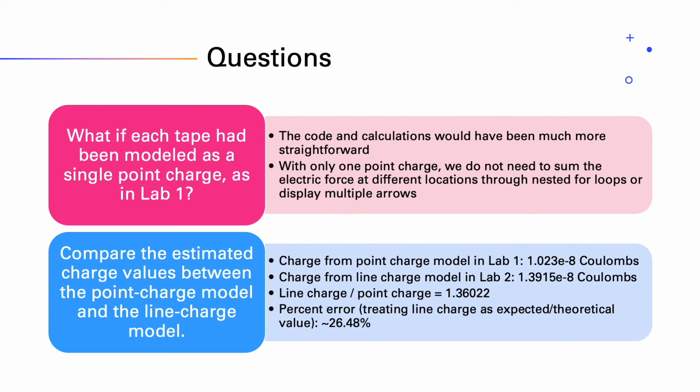And then to compare the estimated charge values between the point charge model and the line charge model, they are in the same order of magnitude. They're both times 10 to the negative 8 coulombs, but they are different values. And the percent error of those two values, if you're treating the line charge model like the expected or theoretical value in the percent error formula, you get about 26.48% error. So those aren't super close values.